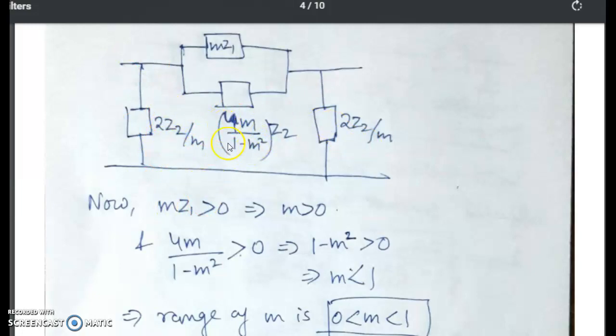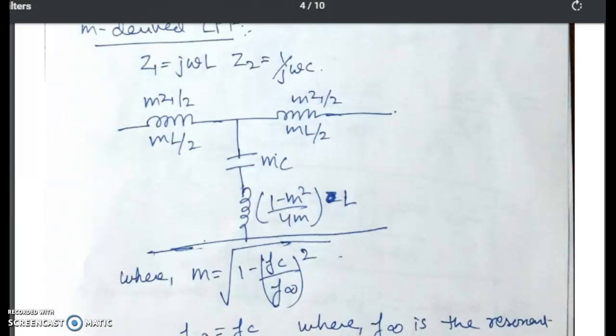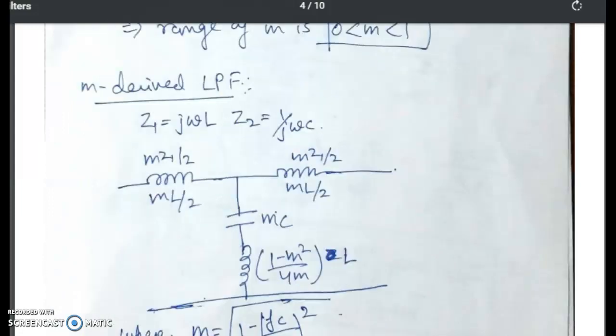And the second condition: for this impedance to be positive, 1 minus M square should be greater than 0. That means M should be less than 1. That means M should lie between 0 to 1. Now we will design the M derived low pass filter.